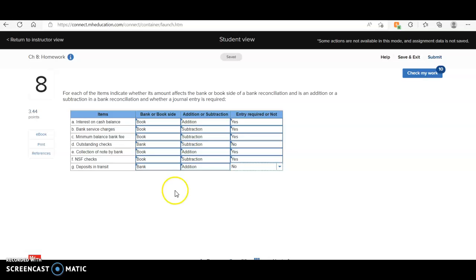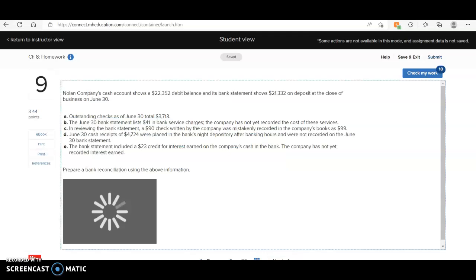So once you're finished, go ahead and hit check my work. Again, take a picture of this one if you want to, so you have it as a quick reference when you're actually preparing a bank statement. And we will do some of them, and then we're also going to leave some that you're going to do on your own. So let's look at number 9.